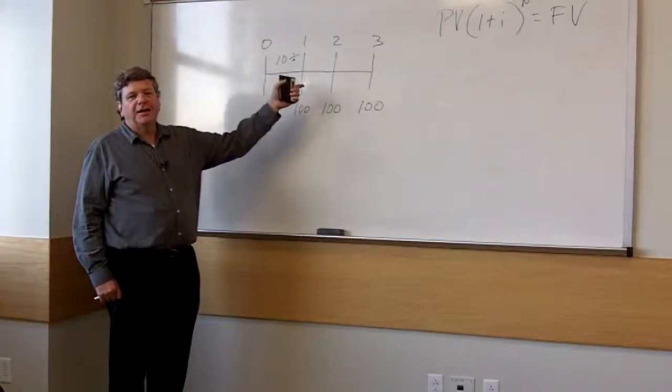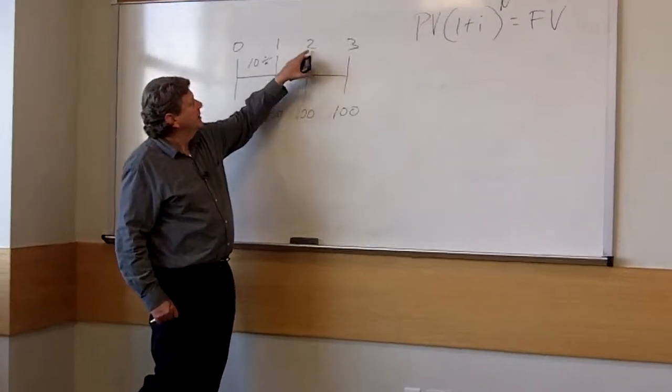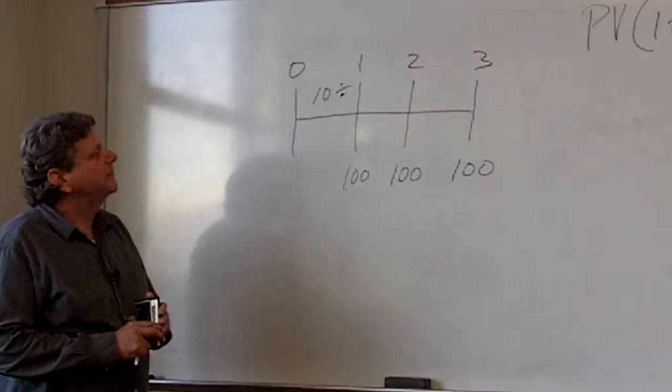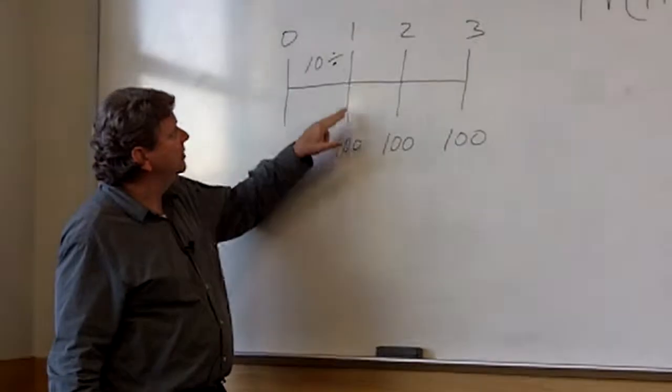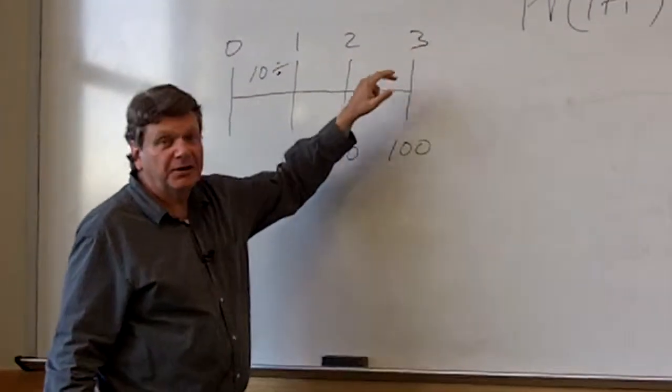Here we have a timeline with cash flows taking place in 3 different periods. But this is a little different than we saw in the last video. Here we have $100 at the end of period 1, 100 at the end of period 2, 100 at the end of period 3.